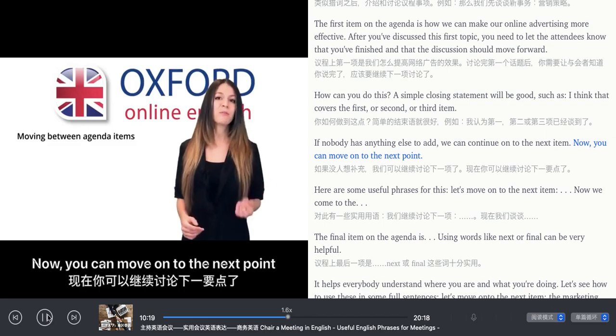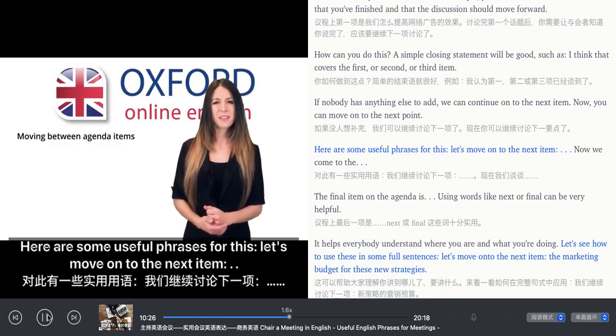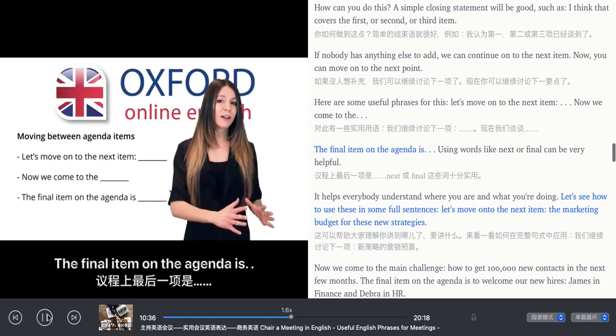Now, you can move on to the next point. Here are some useful phrases for this. Let's move on to the next item. Now we come to the final item on the agenda is.